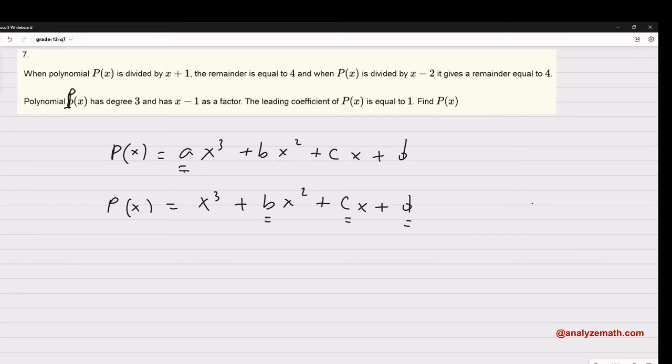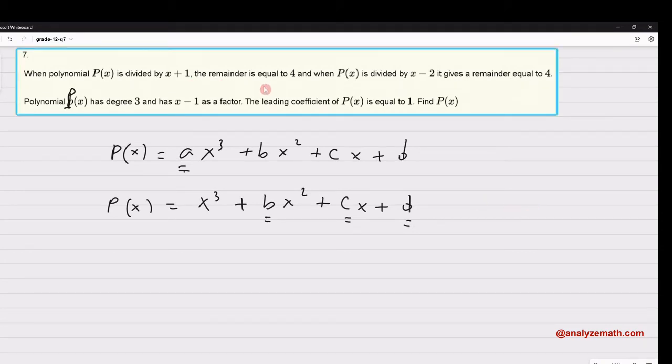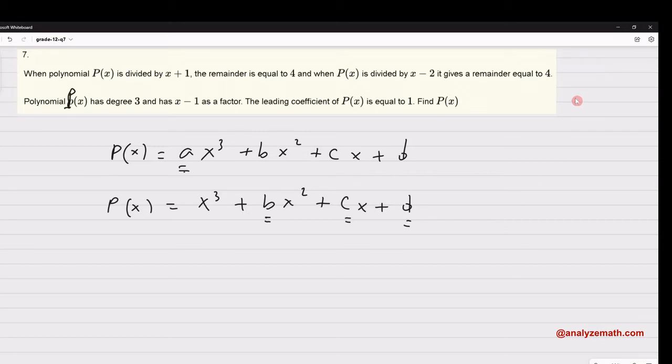The next thing is they are talking about remainders. Talking about remainders tells us that we might need the remainder theorem. So, a review of the remainder theorem. The remainder theorem tells you that if you have a polynomial p of x divided by x minus k, a linear polynomial x minus k, the remainder of the division will be p of k. This k and this k are the same.